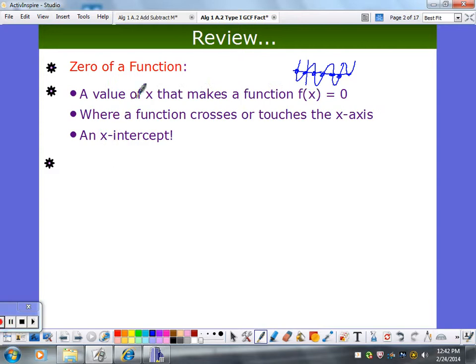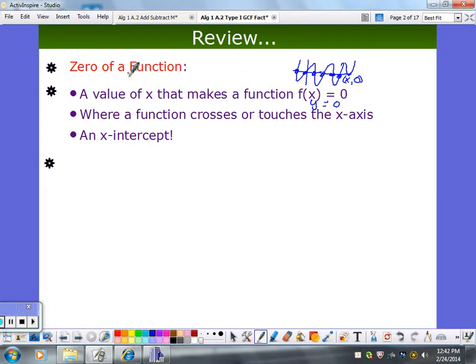It's a value of x that makes a function f of x equal 0. Because what are the coordinates? It's going to be some x value, right? And what's the y value? 0. Y is always 0. Remember, f of x is another name for y. It's where the function crosses or touches the x-axis, like Chun told us. It's an x-intercept. These are zeros of a function.